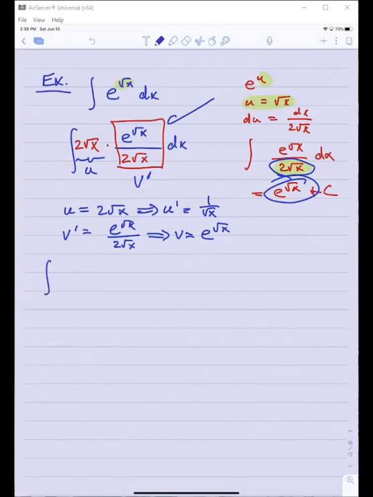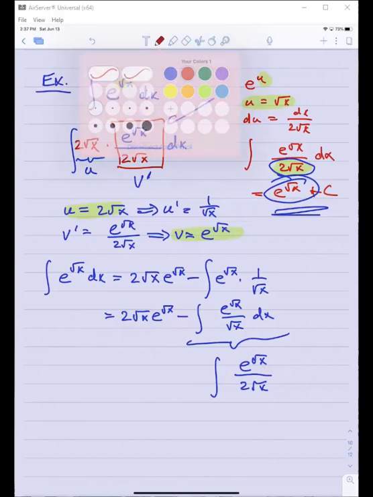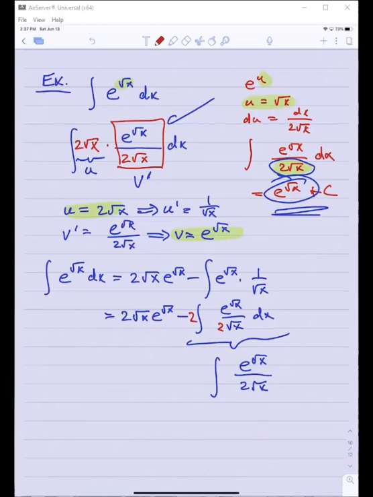So let's put this all together. The integral of e to the square root of x with respect to x is uv, which is 2 square root of x e to the square root of x, minus the integral of v, which is e to the square root of x, times u prime, which is 1 over square root of x. So that's 2 square root of x e to the square root of x minus the integral of e to the square root of x over square root of x. All right, we already talked about it up here. This integral would be great if it looked like e to the square root of x over 2 square root of x, because that would be e to the u du. Well, that's easy. The only thing that's missing is a 2.